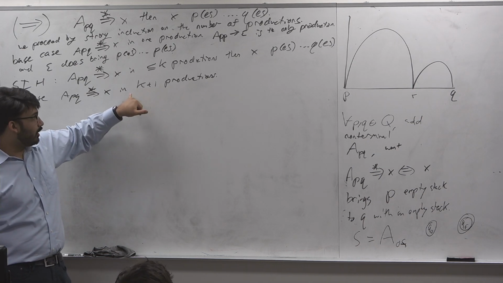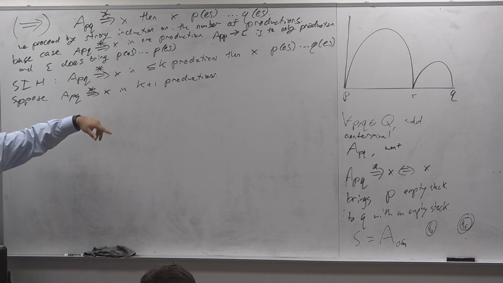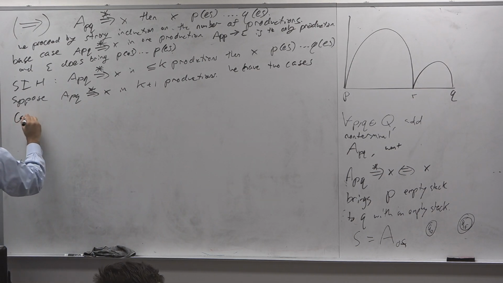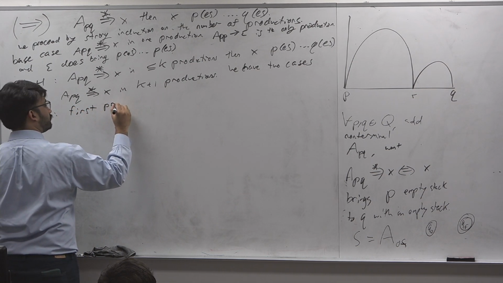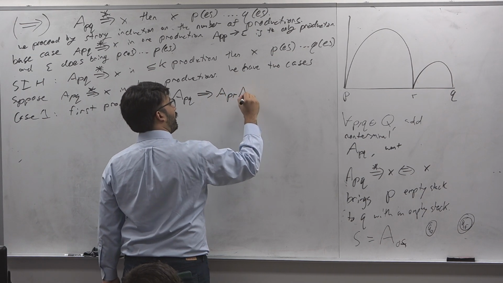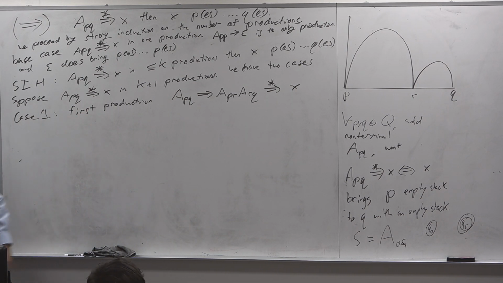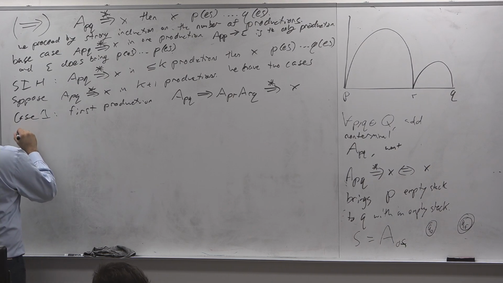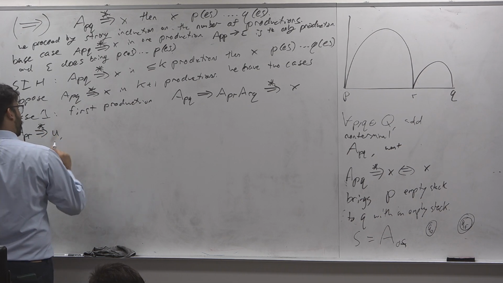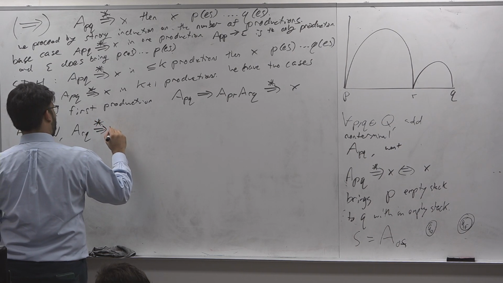We want to prove here what? That X brings P to Q, empty stack to empty stack. So if A_PQ produces X in K plus 1 productions, we have two cases. Case 1, the first production is the first kind. A_PQ produces in a single step A_PR A_RQ, which produces in several steps some string X, with A_PR producing some string, let's say V, and then A_RQ produces some string, let's say W, right?